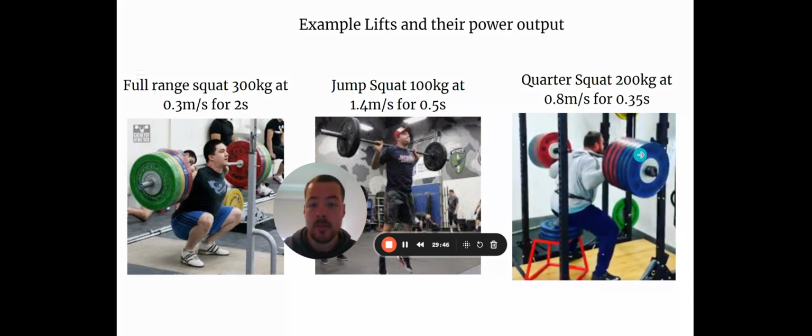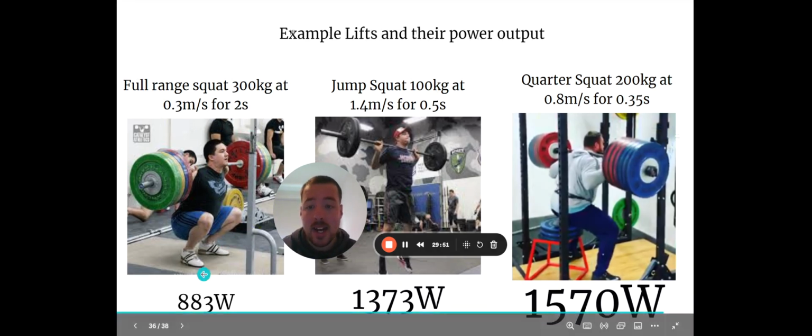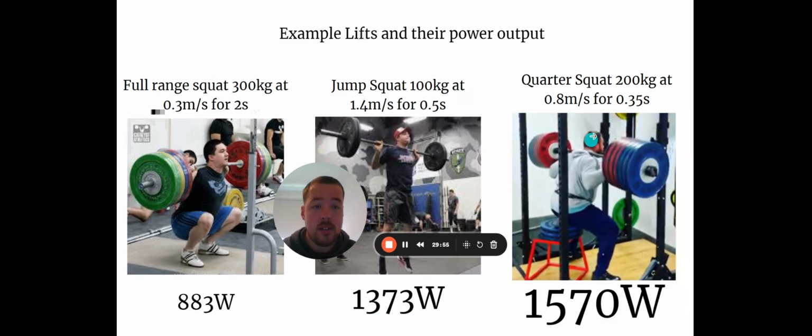Doesn't take too long. What's the power output? Here we go. 880 watts for a full range squat, 1373 for a jump squat, 1570 for a quarter squat. So if our shot put goal is 3,700 watts, what exercises are going to get us closer to that goal? Yep. We can already see that we're moving in the right direction here.